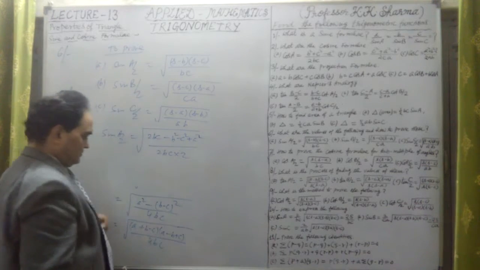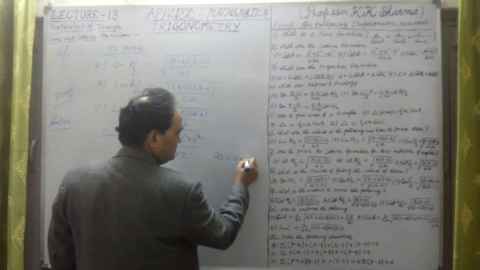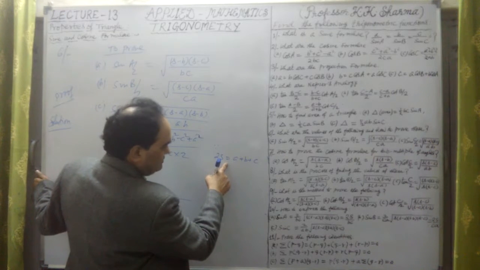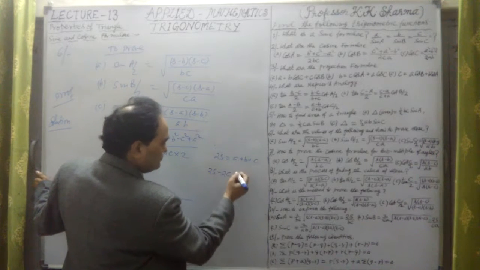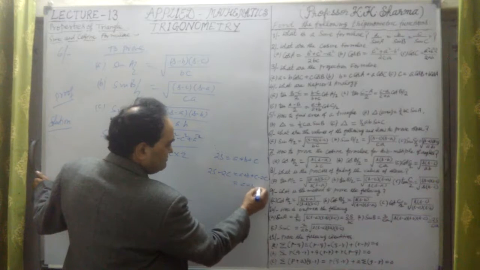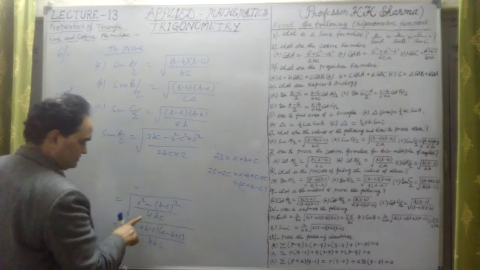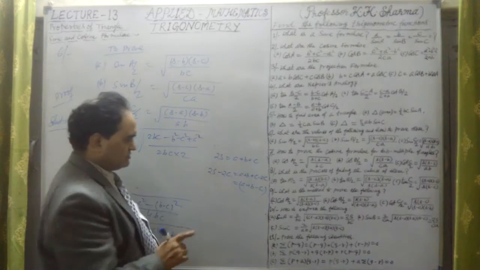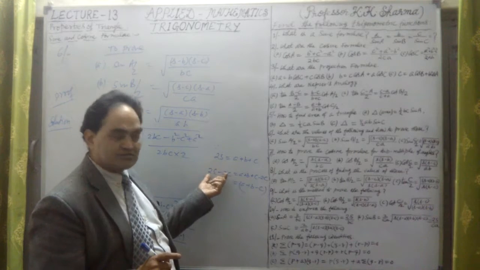Now let me use the formula here. We know that twice S equals A plus B plus C. If I subtract twice C from both sides, it will be A plus B plus C minus twice C. That means A plus B minus C. In place of A plus B minus C, we can write twice S minus twice C.